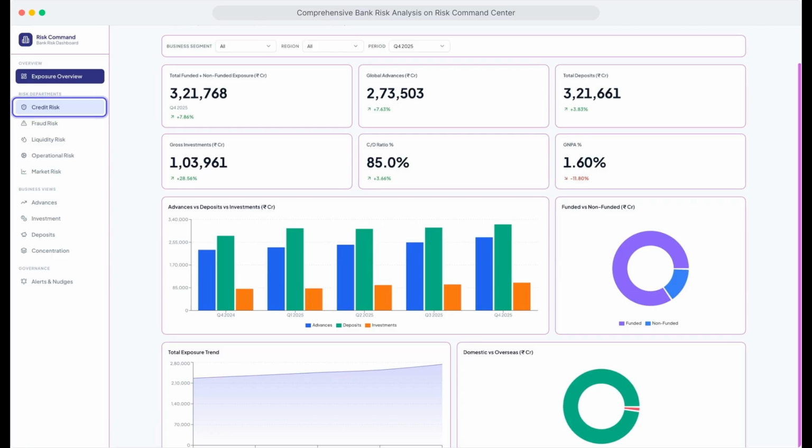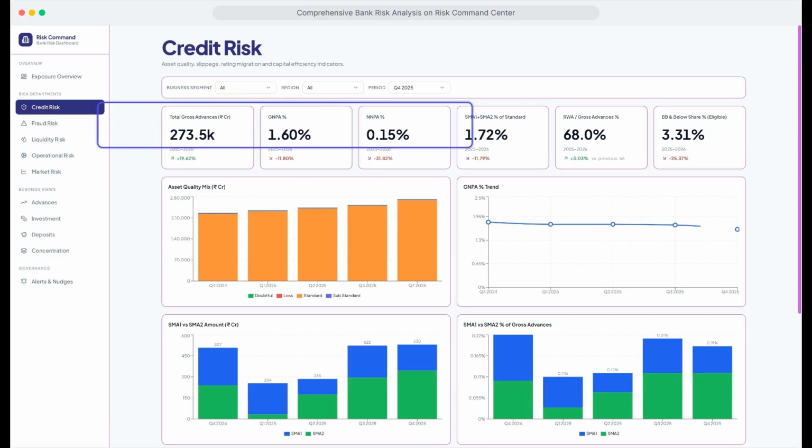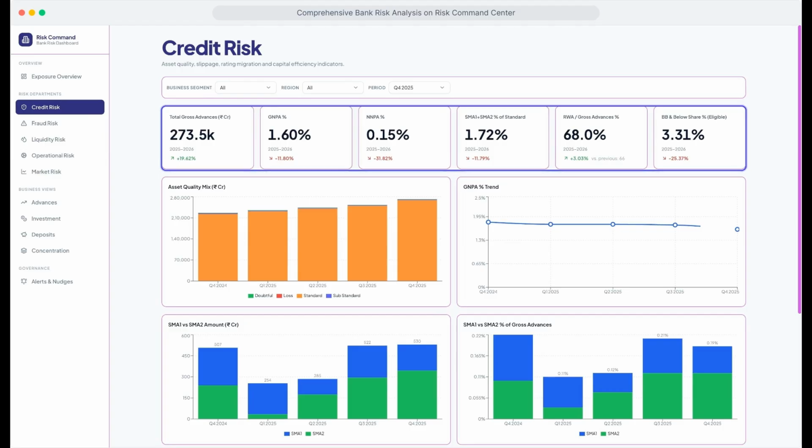This view focuses on asset quality, slippage, rating migration, and capital efficiency indicators. It helps the bank monitor whether credit quality is improving, stable, or showing early signs of deterioration. The top cards show key credit indicators such as total gross advances, GNPA percentage, NNPA percentage, SMA1 plus SMA2 as a percentage of standard advances, RWA to gross advances, and BB and below share. These indicators help leadership understand both current asset quality and early stress.